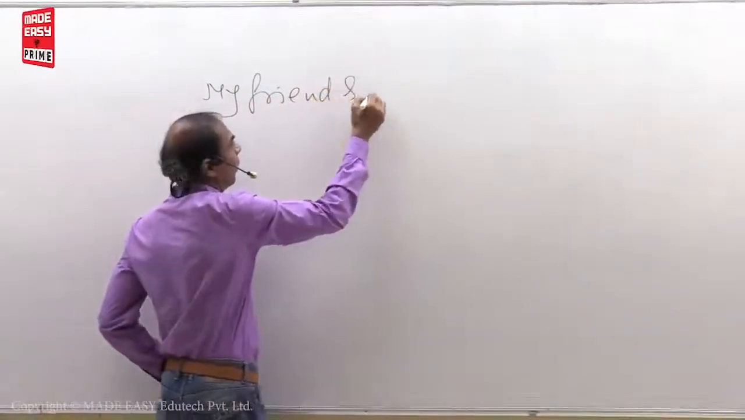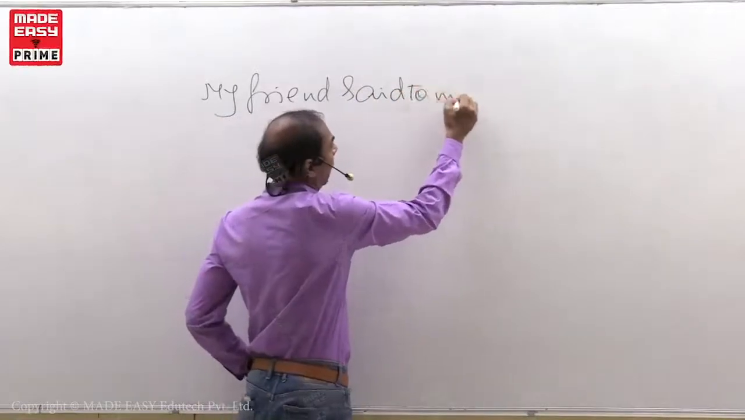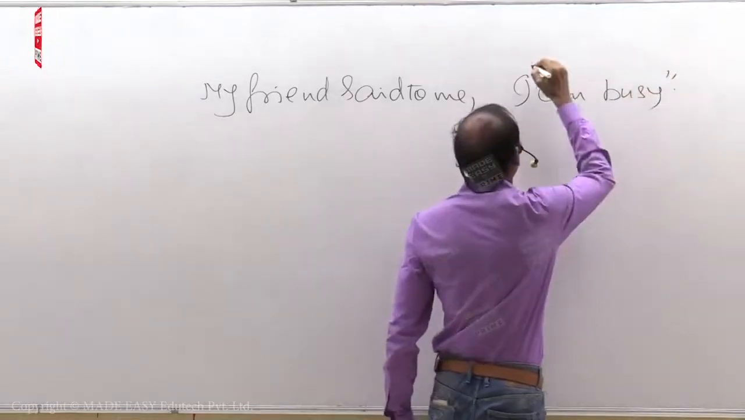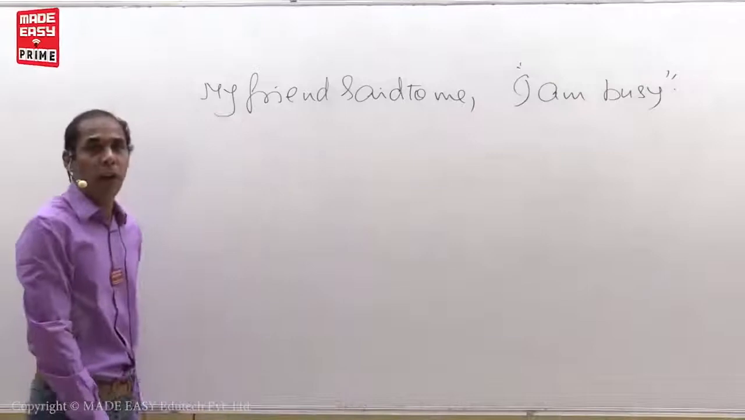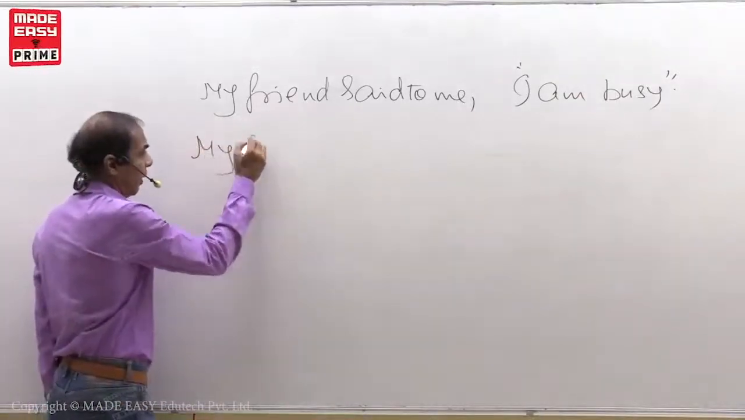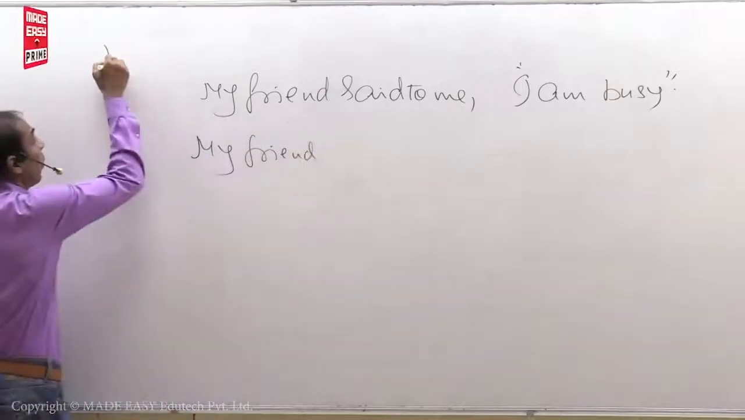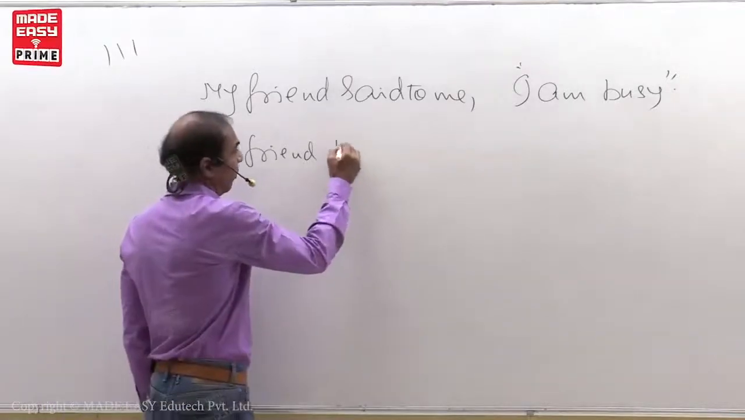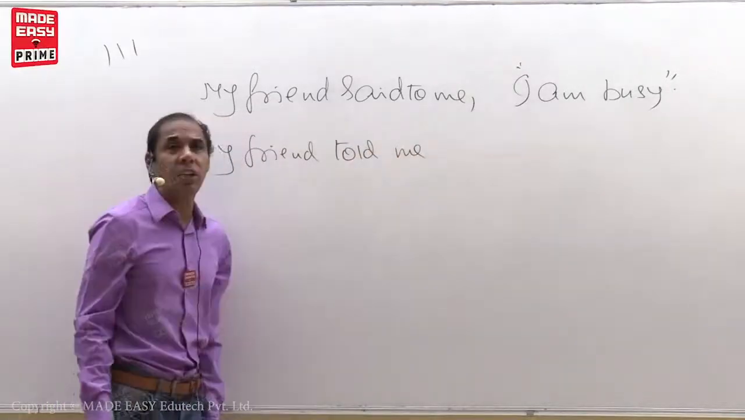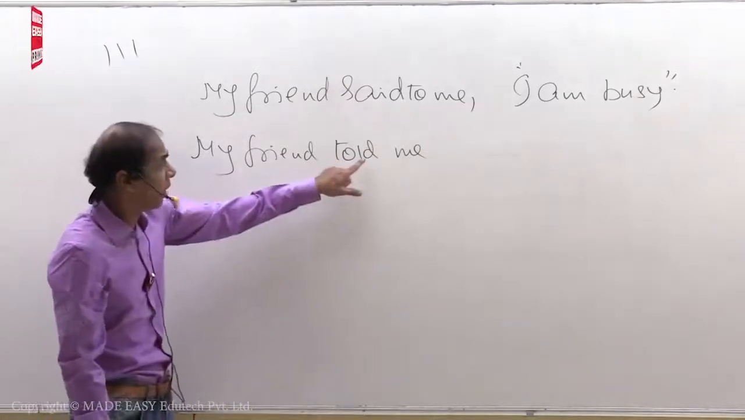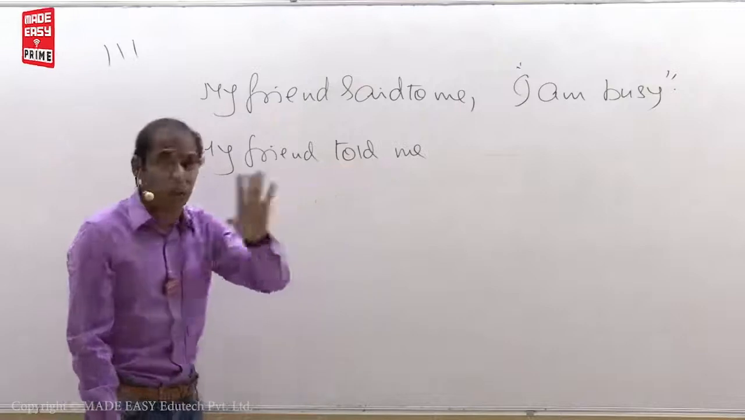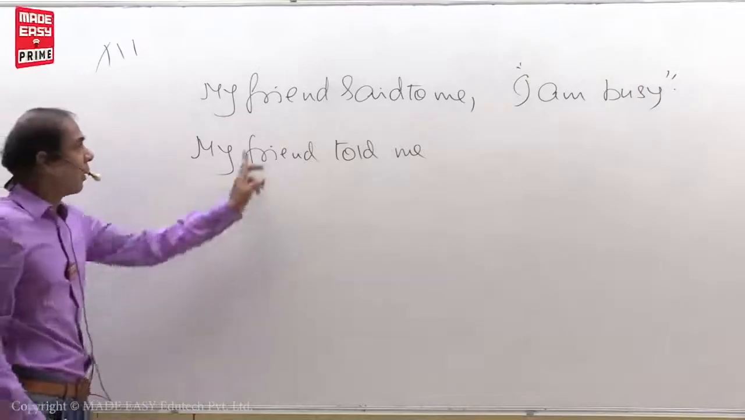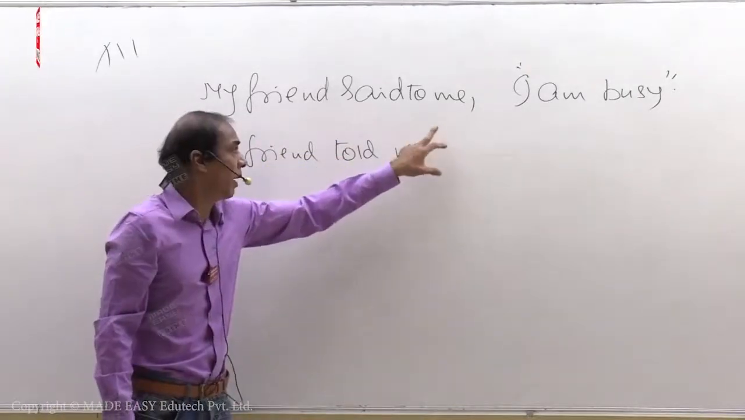My friend said to me, I am busy. Observe. My friend said to me, I am busy. Three rules. What is the first rule? Said to changes as told. My friend told me. Unfortunately, so many are getting confused like this: my friend told to me. Wrong. Said to changes as told. Rule number one. Right? My friend told me.